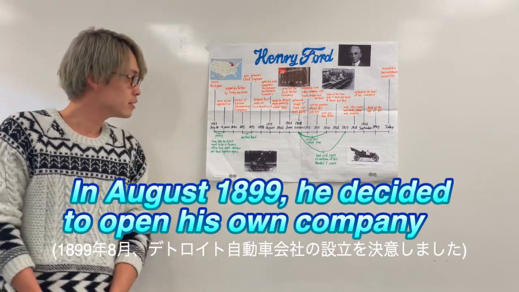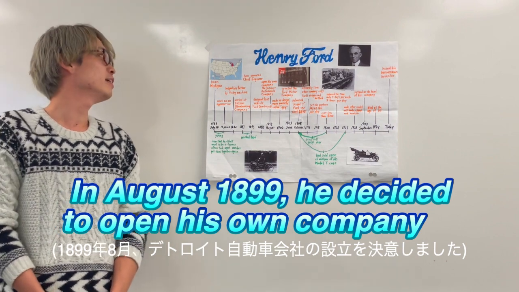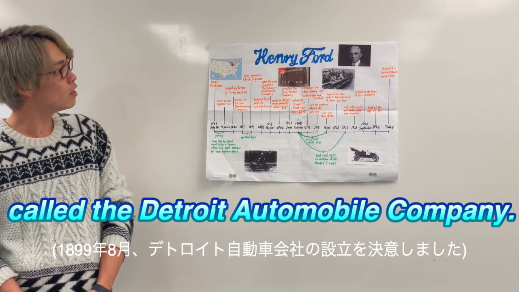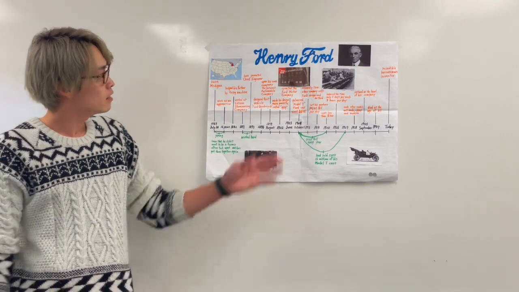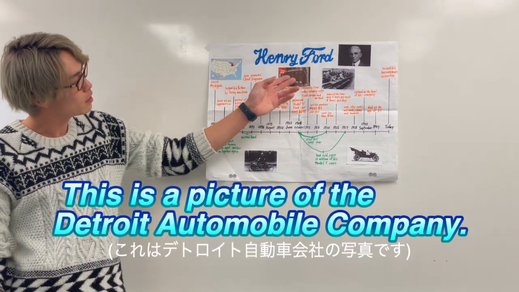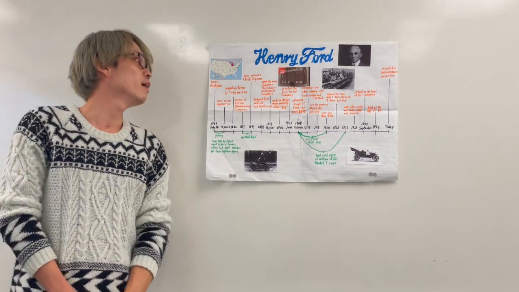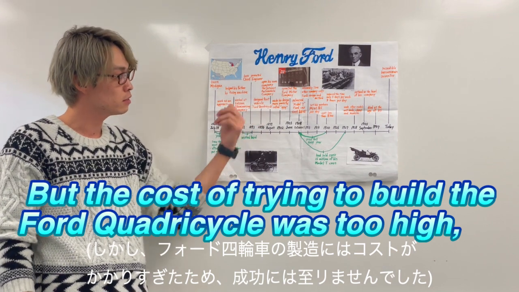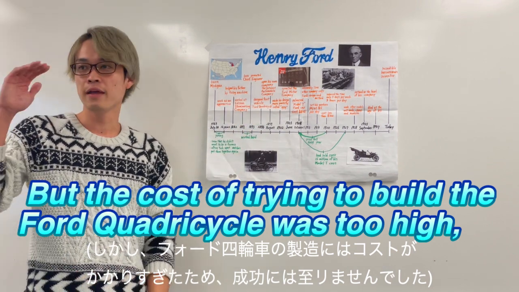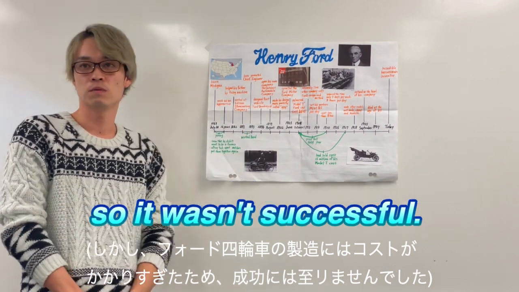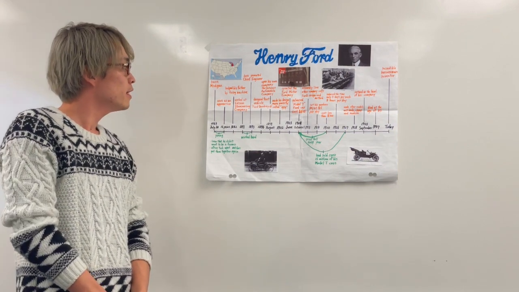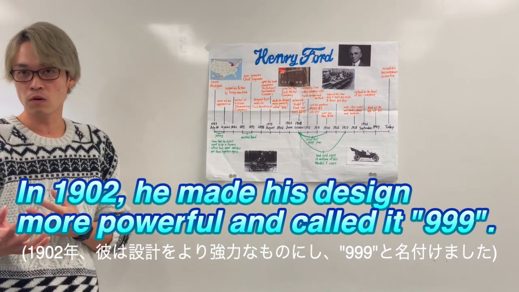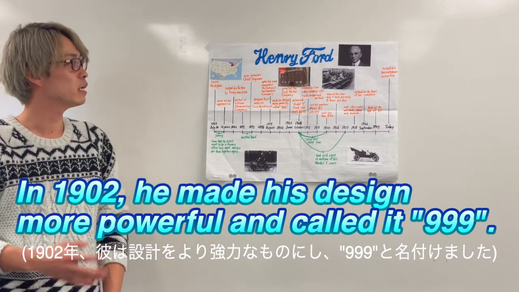And in August 1899, he decided to open his own company called the Detroit Automobile Company. This is a picture of the Detroit Automobile Company. But the cost of trying to build the Ford Quadricycle was too high, so it wasn't successful. In 1902, he made his design more powerful and called it 999.